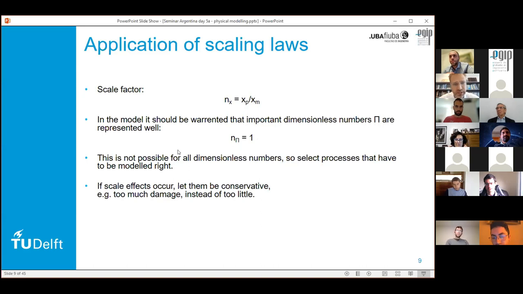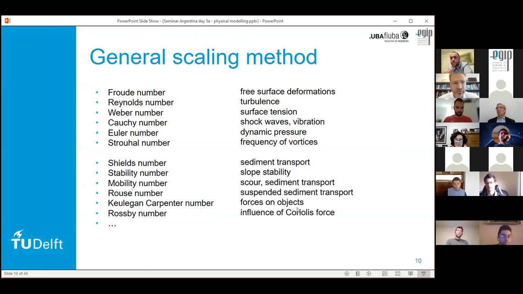And if a certain number is not represented at the scale 1, then this process is not scaled well. And that's what we call a scale effect. So we need to select the numbers that we represent, and then we have to evaluate what happens to all the other processes. And that is the trick of scaling. So here is a list of all these dimensionless numbers that we have, and it's by far not the complete list. So there are many things that we want to look at.